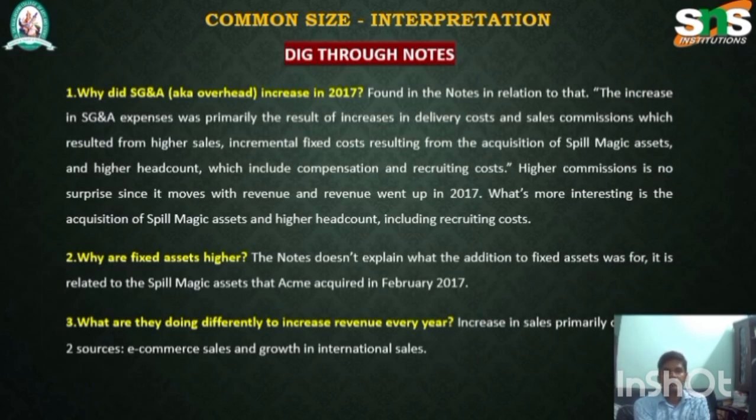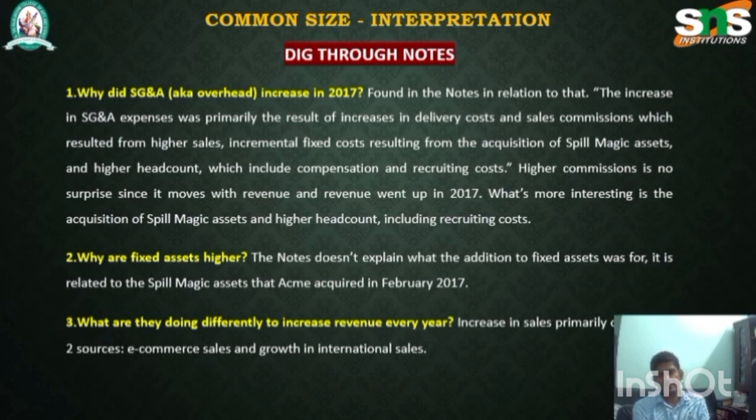Why did selling, general and administrative expenses increase in 2017? The interpretation is found in the notes in relation to that. Notes means the notes to the accounts. Below the financial statement of every company, there will be notes to accounts. In that, the detailed explanations will be there for each and every line item in the financial statement.